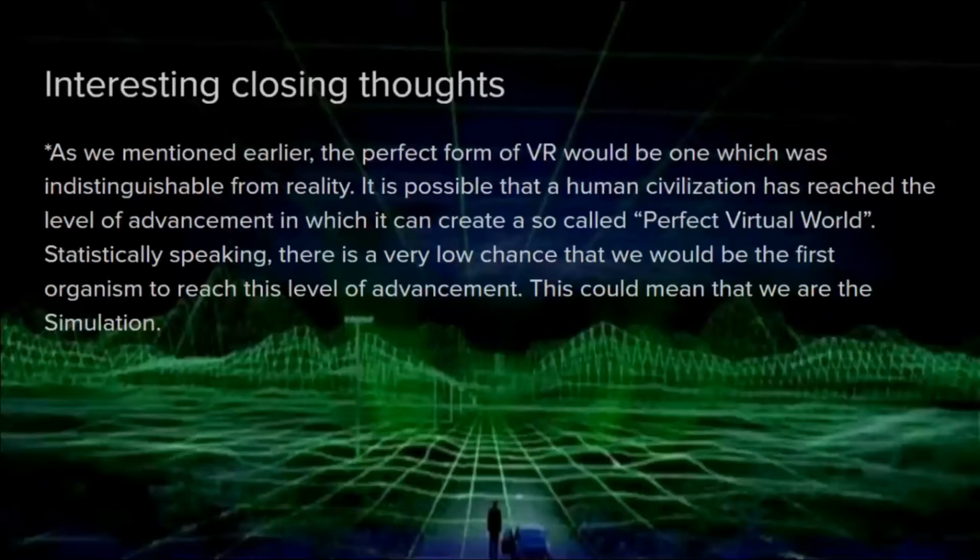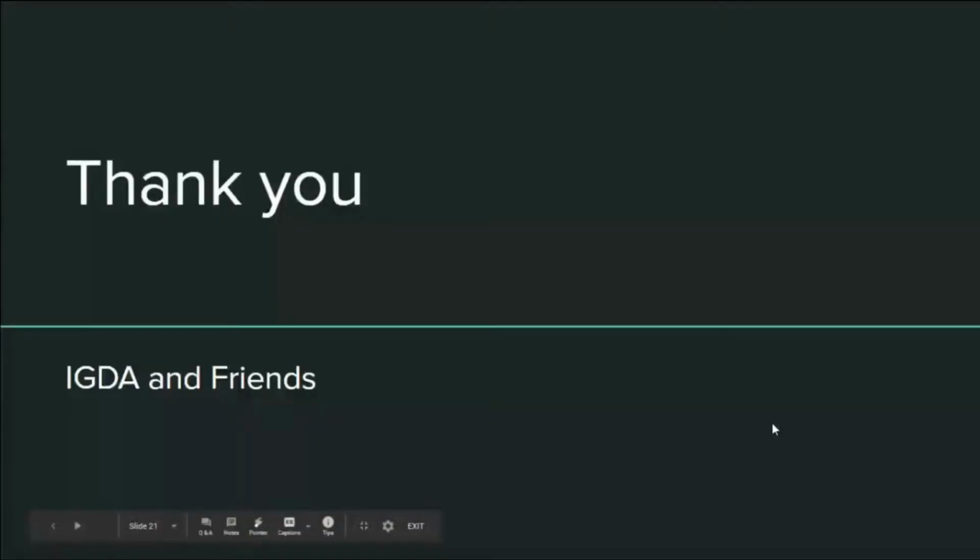Now, as we mentioned earlier, the perfect form of VR would be one which was indistinguishable from reality. It is possible that a human civilization has reached that level of advancement in which it can create a so-called perfect virtual world. Statistically speaking, there's a very low chance that we would be the first organism to reach this level of advancement. So could this mean that we are the simulation? Dun dun dun. And that is it.